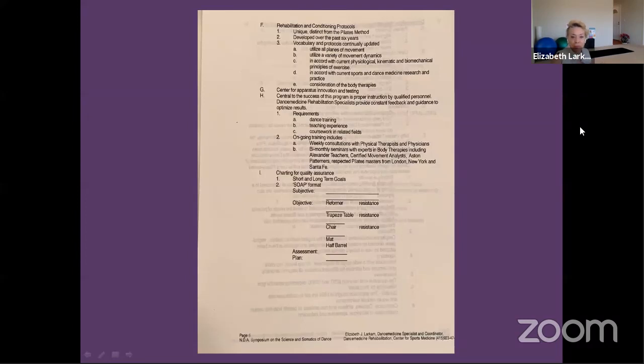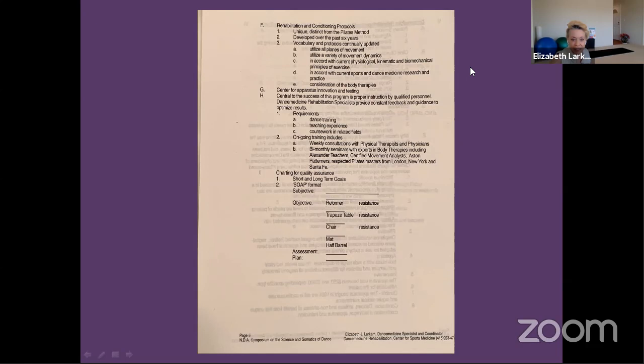In order to be a part of the treatment team that was overseen by Dr. James Garrick and the physical therapists, the dance medicine specialists, the Pilates teachers, kept notes of documentation of each patient's or client's session. And these notes followed the physical therapy SOAP note practices of subjective, objective, assessment, and plan.